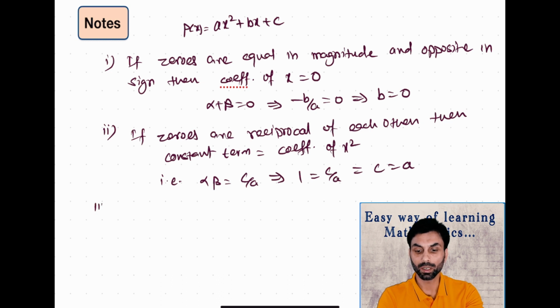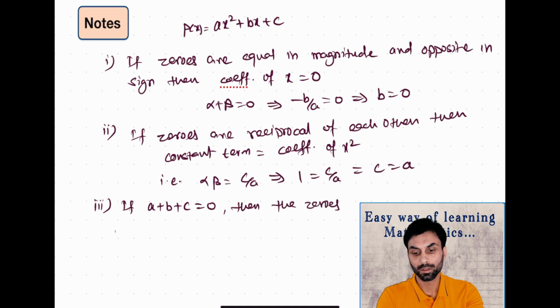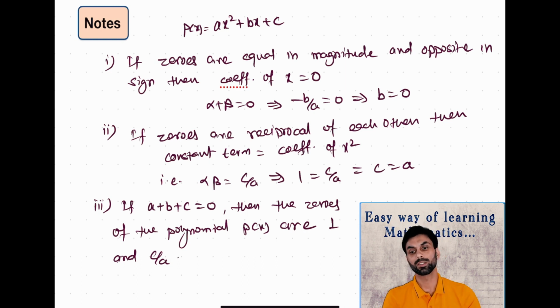Another point which we need to remember is that if a plus b plus c equals 0, that is, the sum of the coefficients is equal to 0, then the zeros of the polynomial p(x) are 1 and c upon a. So these are a few points which we need to remember and based on which questions can come.